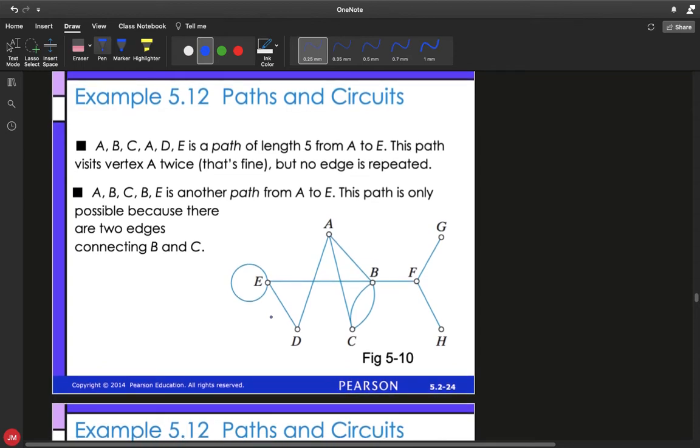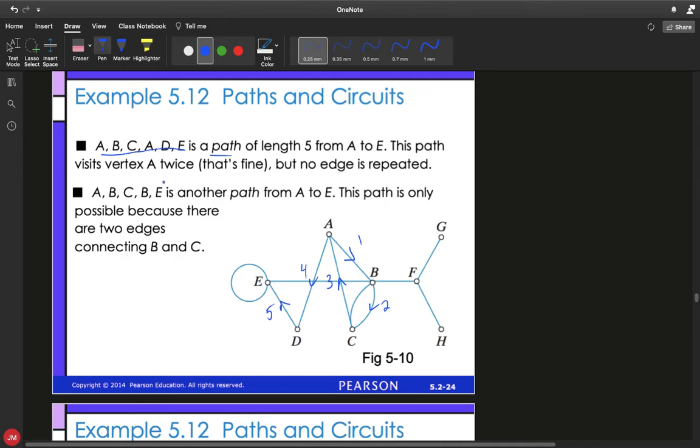So let's talk about a few more paths and circuits. A, B, C, A, D, E. Let's take a look at it. So A to B, there's our first one. B to C, and it doesn't matter which one we pick, but there's our second. C to A, there's 3. A to D, there's 4. And D to E, there's 5. So that would be a path because, again, we started at A, ended at E, and it's a length of 5 going from A to E.